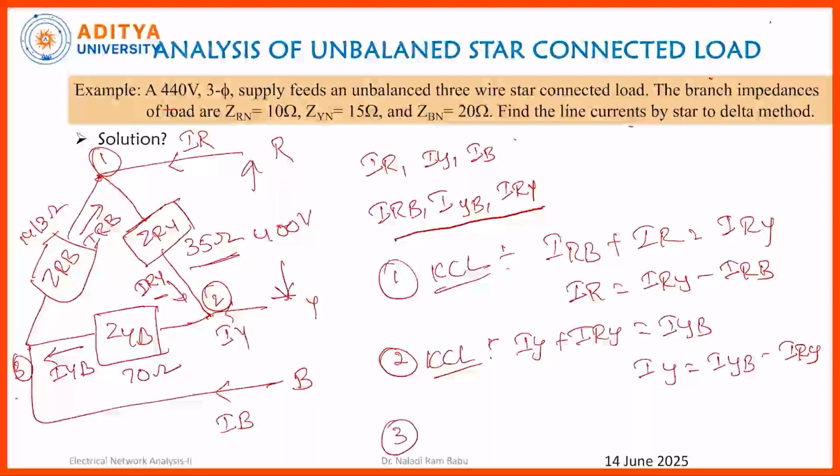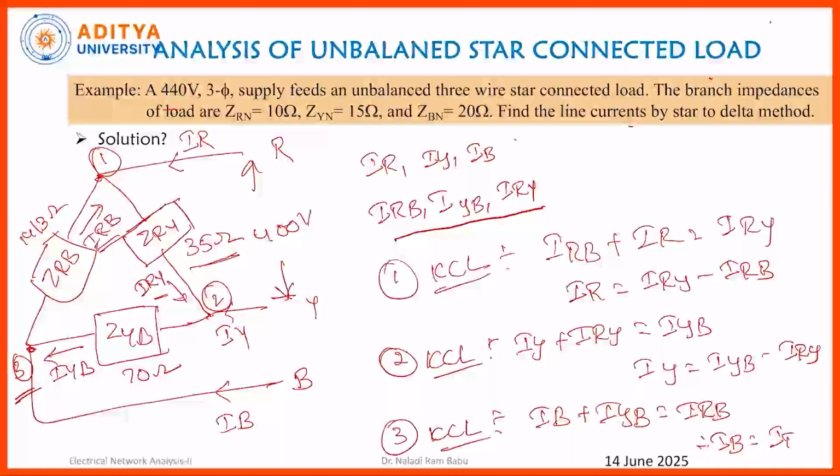At node 3, if I apply KCL, the sum of entering currents are IB and IYB. The leaving current is IRB. You can observe it over here. Therefore, IB is equal to IRB minus IYB. The values you got as IR, IY and IB are line currents. So, this is the procedure to solve an unbalanced star connected load, that means star to delta connected load.